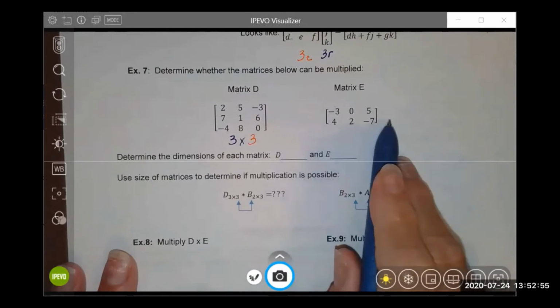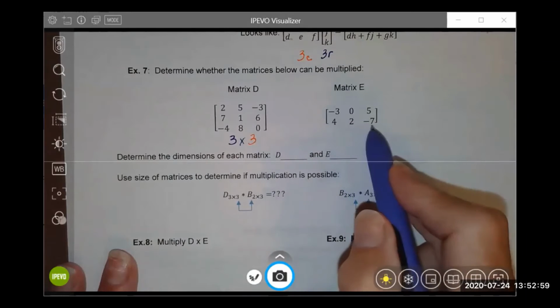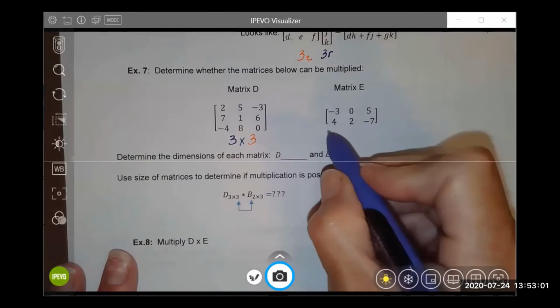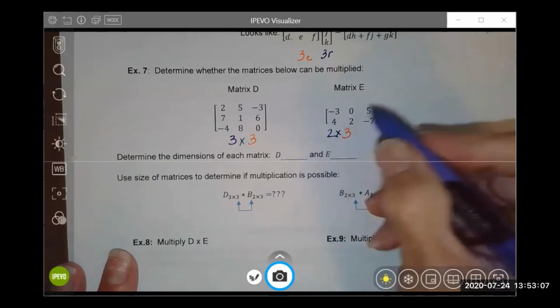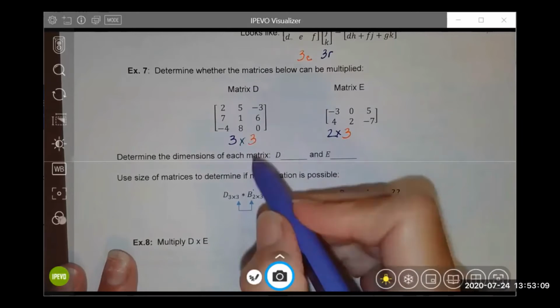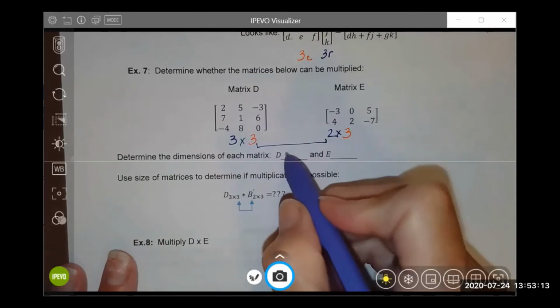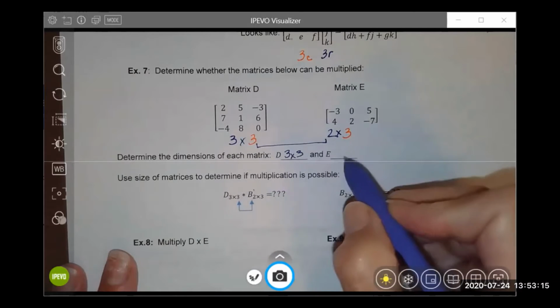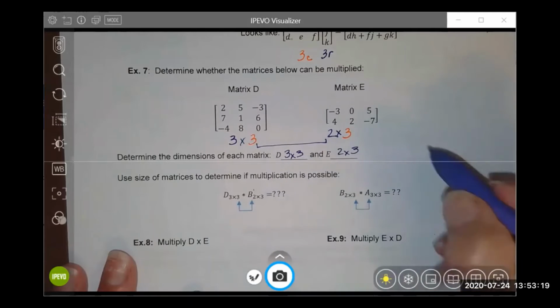And then if I look at this one, I'm going to look at the number of rows, and the number of rows here is 2 rows, and it has 3 columns. So this is a 2 by 3. So I actually cannot multiply D times, oh, here, there was space to do it here. 3 by 3, and this was a 2 by 3. So I cannot multiply.